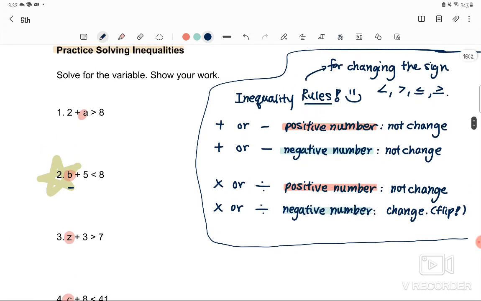It is the same as equations, so you have to recognize if the variable is on the left side or the right side. It is on the left side. You have to get the b by itself. So for the -5, you have to subtract 5 on both sides, so it cancels out, and b equals 3. 8 minus 5 equals 3.